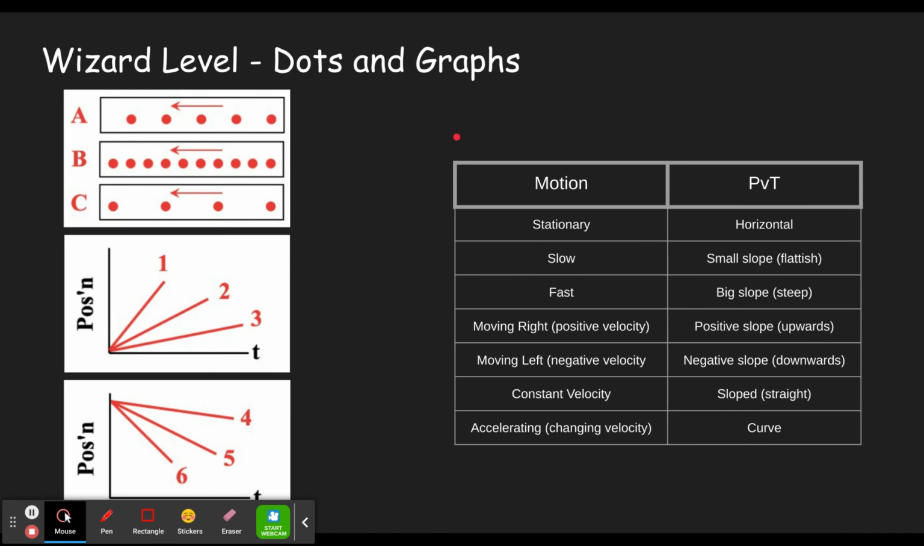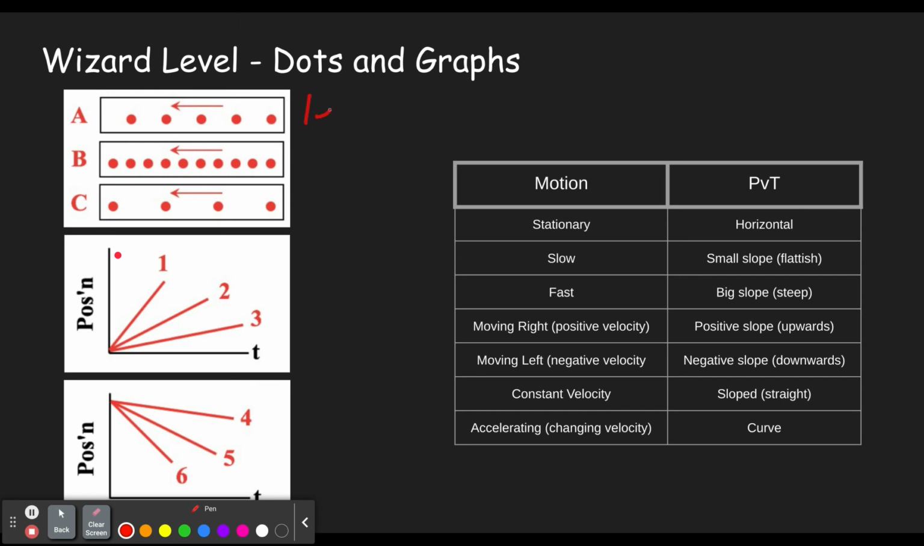The wizard level gives you some dot diagrams. If you're not familiar with dot diagrams, I'm going to link you to my video, Name That Motion, if you want to learn that in more detail. I'm just going to breeze through dot diagrams and focus on the position time graphs, which is the focus of this concept builder in this video. Okay, so let's talk about what we would find out from these dot diagrams. Again, if you need more learning on that, go to the link.